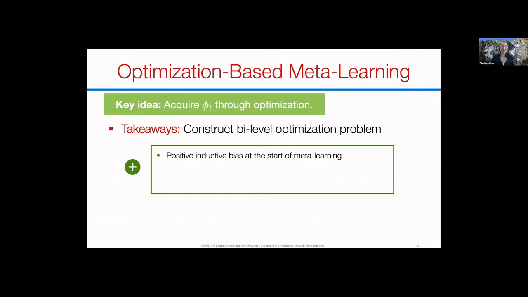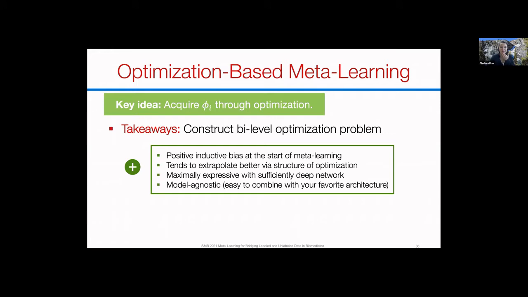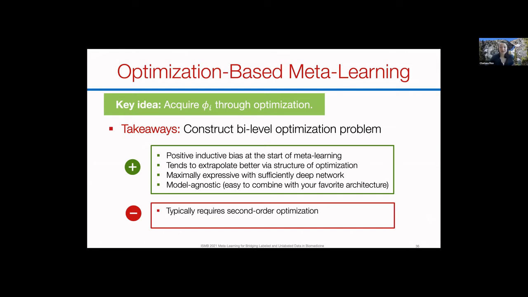This also tends to extrapolate better because you're running gradient descent. And even if you have a task that is a bit different from the task that you saw before, in the worst case, it will give you something similar to fine-tuning. And in the best case, it will give you something much better than fine-tuning. It is also quite expressive if you have a sufficiently deep network. And it's also relatively easy to combine with your favorite architecture or loss function. And then the downside of this approach is that it typically requires a second order optimization, and this can make it compute or memory intensive.